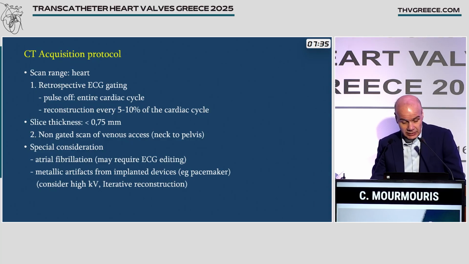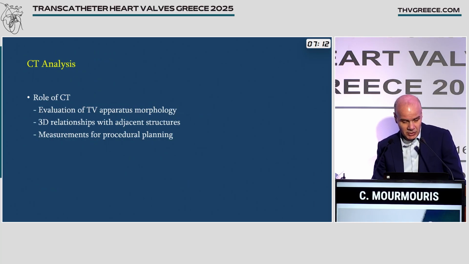We pay special attention to patients with atrial fibrillation. In this case, we may require ECG editing, and we may also have metallic artifacts from implanted devices like a pacemaker. In this case, we apply iterative reconstruction techniques in order to enhance images.